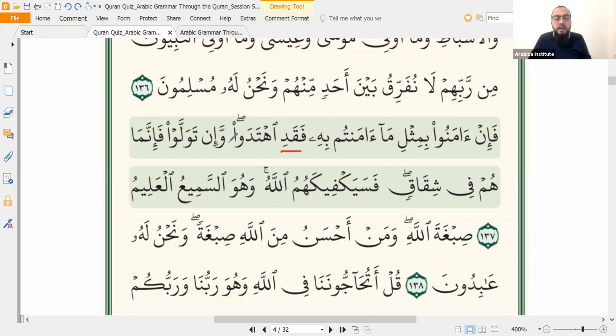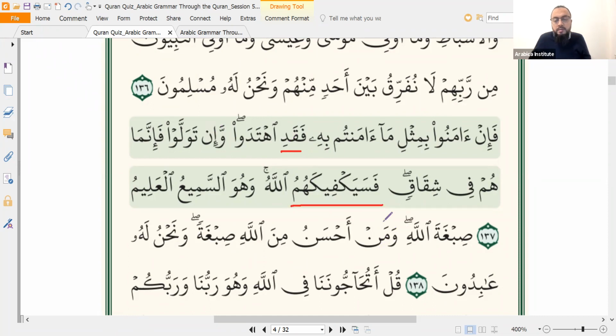Wa in tawallaw, and if they turn away, tawalla means to turn away. Which form? Form 2 would be walla, wallaw. Oh, 5. فَإِن تَوَلَّوْا فَإِنَّمَا هُمْ فِي شِقَاقٍ. They are nothing but discord, division. Now, this is one of the longest words in the Quran. In fact, I think it is the longest word.